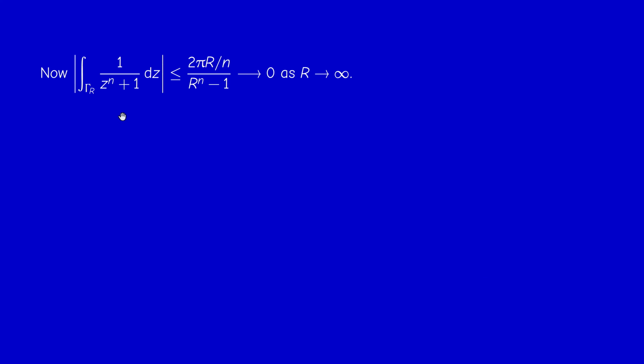And why does this tend to 0? By the fundamental estimate, using the second form of the triangle inequality. It's the modulus of z^n minus 1, so r^n minus 1, and the length of gamma r is 2πr over n, because it's just a sector. This is okay because it's not the whole circle; it's 1 over n of the circle. So anyway, this tends to 0, and therefore, in this equation, I let r tend to infinity, and I get this relation.